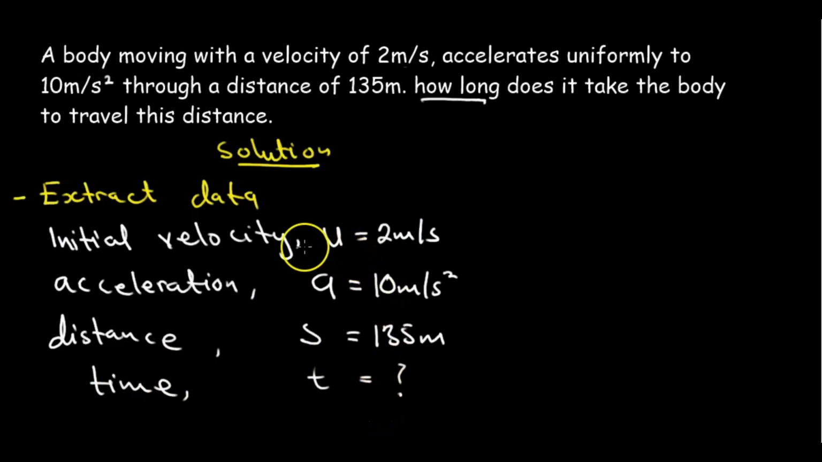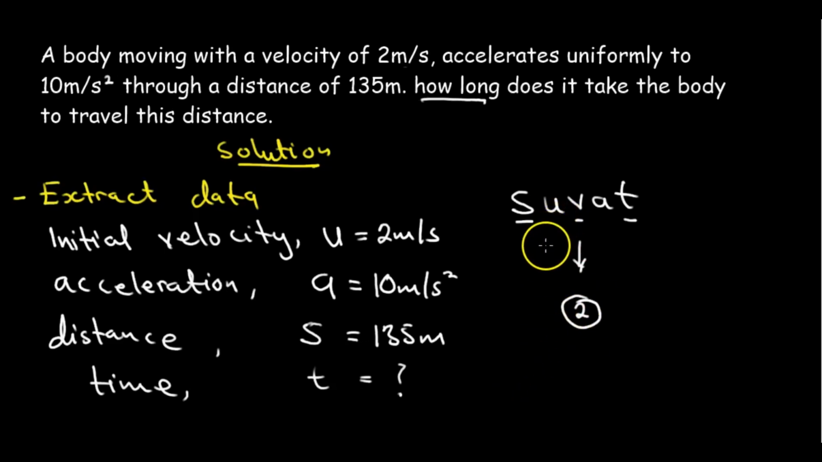So I've extracted my data. I have my 3 known variables and I have the 1 unknown, which makes it 4. So to identify which formula to use, just write this down. SUVAT. Now, as I said earlier on, we have 3 constants here. We have S, V, and T as the constants. If you check the question, we have 4 quantities. One is missing. Which is missing? V. Since V is missing, it means that we are going to use the second equation. You can number the constants.